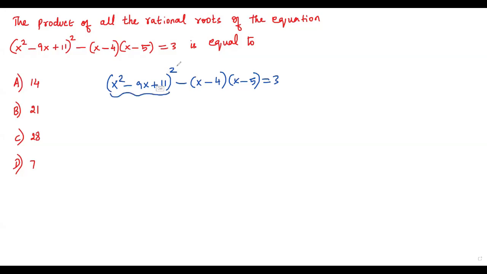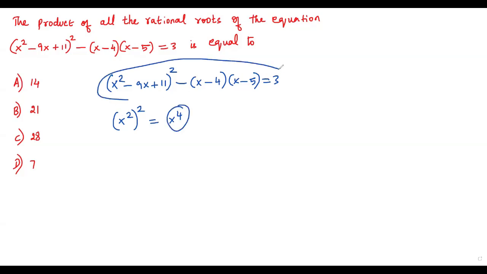This trinomial is raised to the power of 2. When I expand the square of this trinomial, I'll get a term x² raised to the power of 2, so this is equal to x⁴. That is, I'll be getting a term x to the fourth power. Then the degree of this equation will be 4. The largest exponent of the variable x in this equation is 4. Since the degree is 4, we'll have 4 roots for this equation.